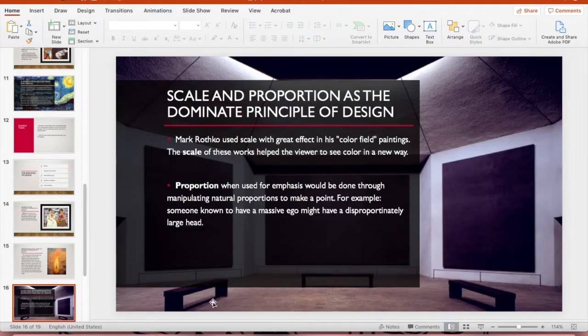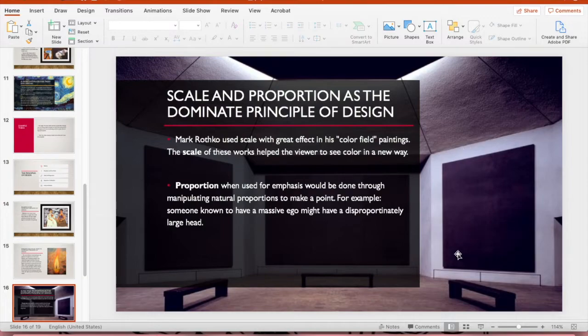All right, scale and proportion as the dominant principle of design. Mark Rothko used scale to great effect in his color field paintings. The scale of these works helped the viewer to see color in a new way. Proportion, when used for emphasis, would be done through manipulating natural proportions to make a point. For example, someone known to have a massive ego might have a disproportionately large head. With Mark Rothko, who did these gigantic paintings, this is the Rothko Temple. It's designed like a church. It's his personal museum. He's got just the scale really going on here, okay?